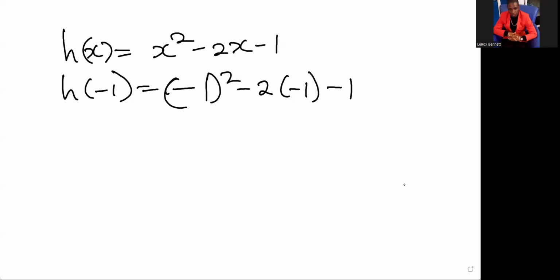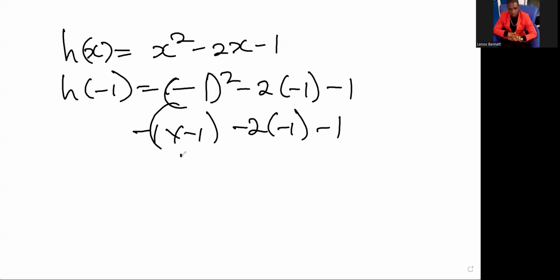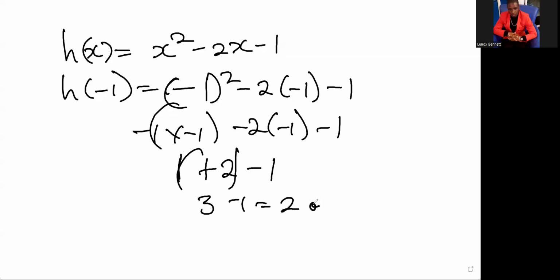Alright. Good job, Amaya. Alright, back to reality now. So, negative 1 times negative 1. Negative 2 times negative 1. This is going to give us positive 2. The rule says negative times negative is positive. So this is going to become 1 plus 2 minus 1, which is 3 minus 1, which is 2. Very easy, guys. Very easy.